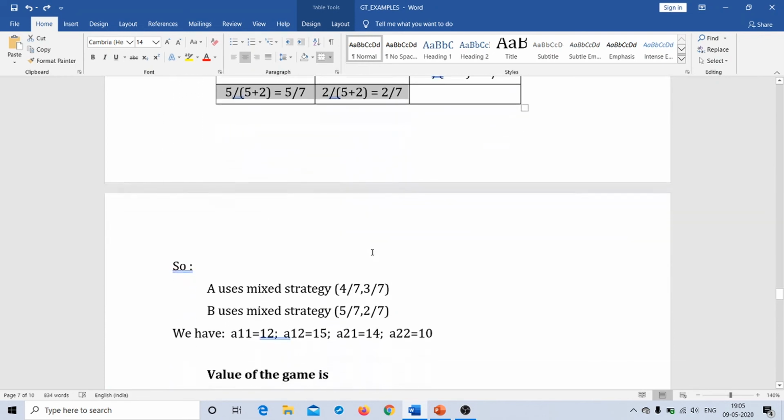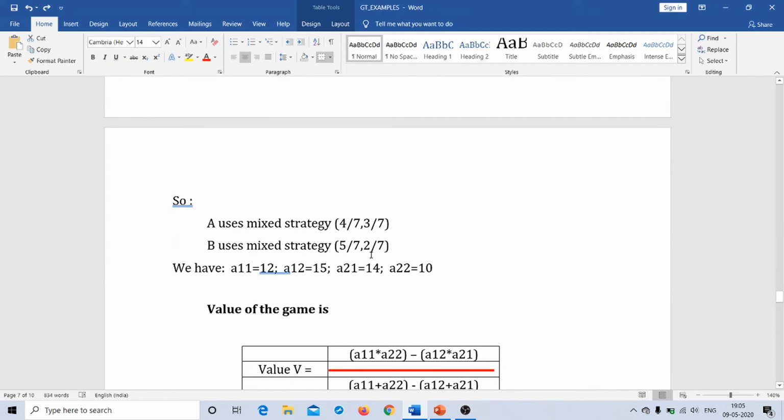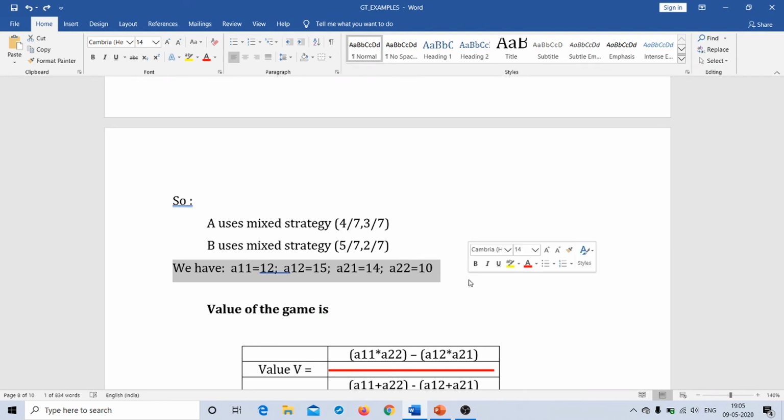And hence I write the strategies used by both players. Player A uses a mixed strategy with a combination of 4 by 7 and 3 by 7. Similarly, player B uses a mixed strategy with a combination of 5 by 7 and 2 by 7. Here I am not doing anything new. I continue with the algebraic method to find the value of the game. You are already aware how we find it, so I'm not going to discuss it again.